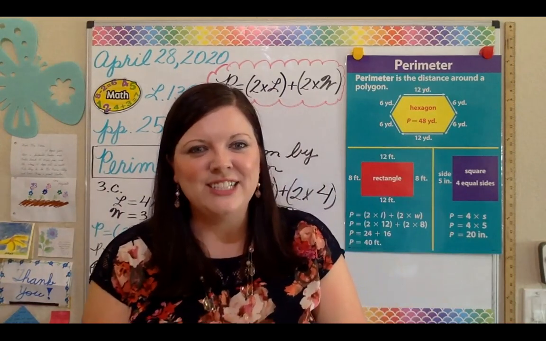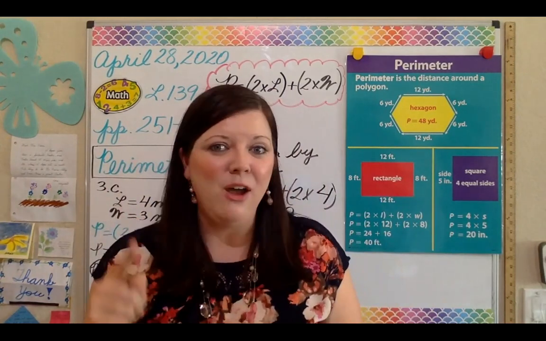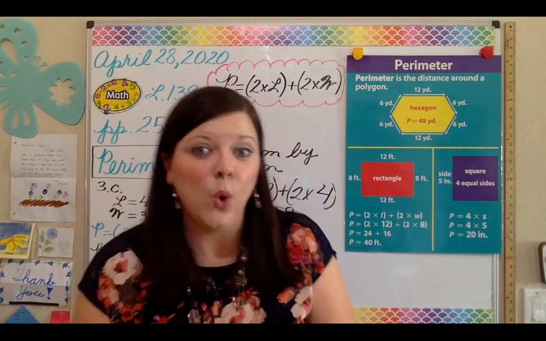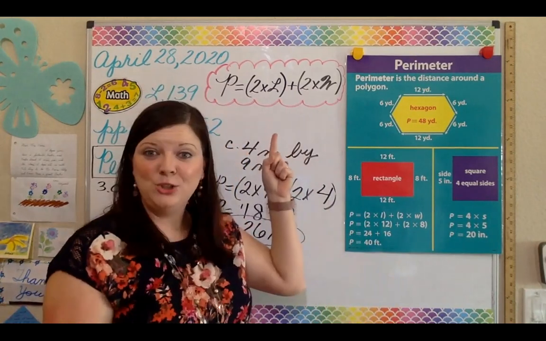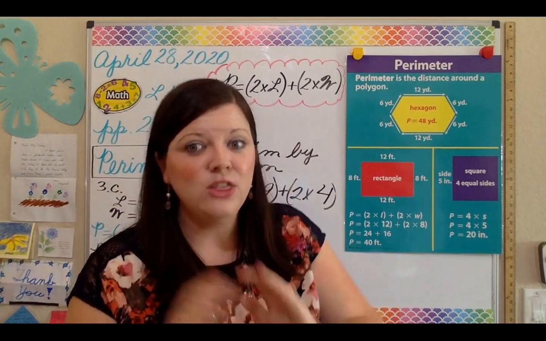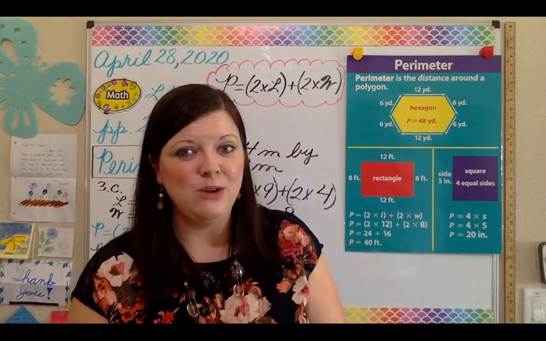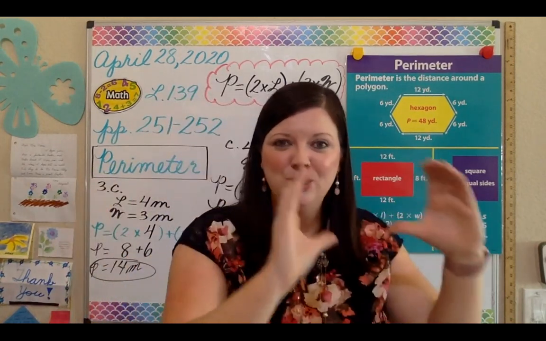All right, guys. For perimeter, it means around. You can add up all the sides, or if you have a rectangle, let's use our rectangle formula for finding the perimeter of a rectangle. P equals 2 times L plus 2 times W.